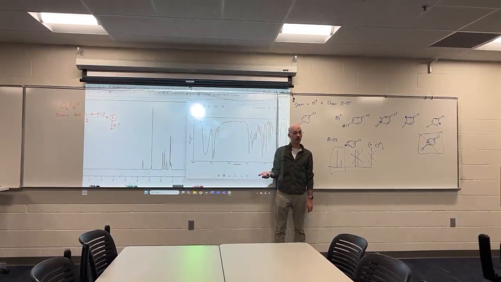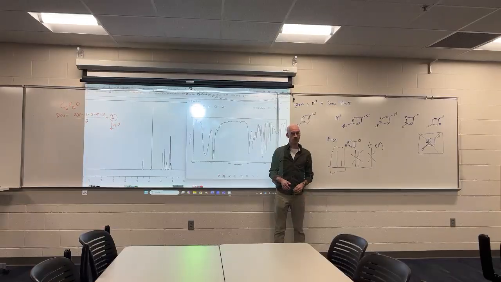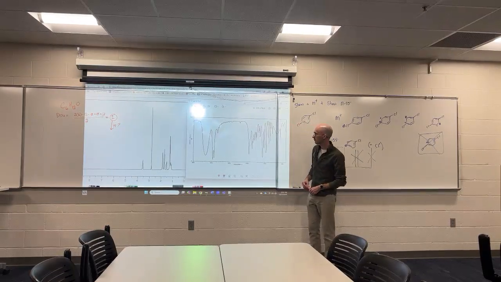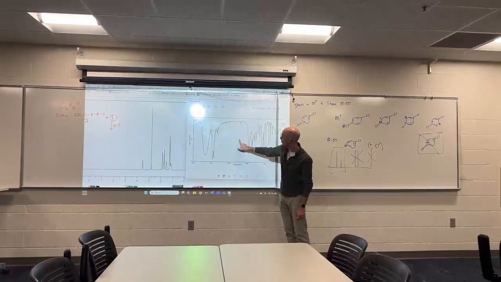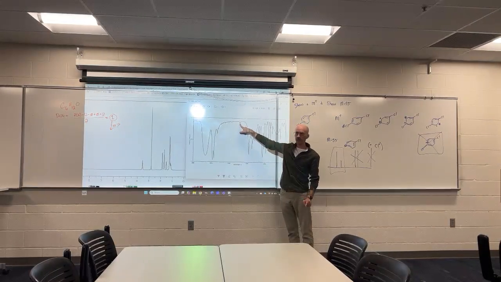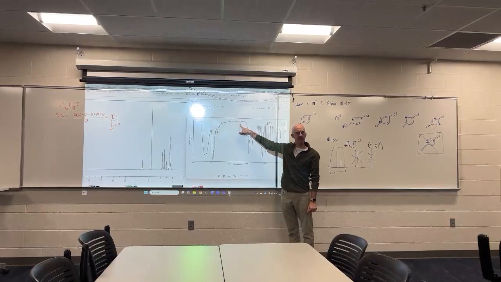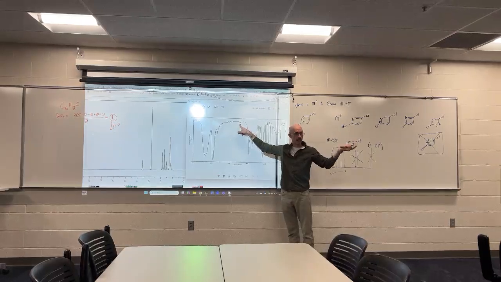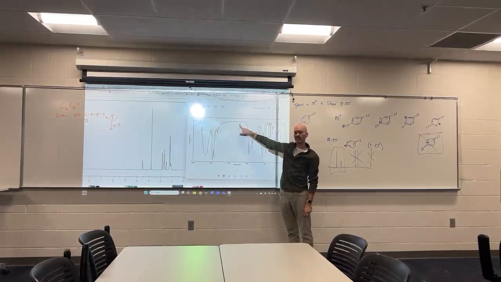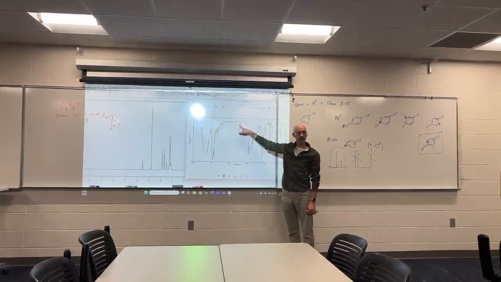Is there a CC double bond? I can look at 1600. I don't see anything. I can look up to 1700. That's a little high, to be honest. It's a little out of range for CC double bonds. If it is a CC double bond, I should also expect to find sp2 CH signals as well. That's a corresponding peak. So if I think that is a CC double bond, I should look for sp2 CH. Any sp2 CH?